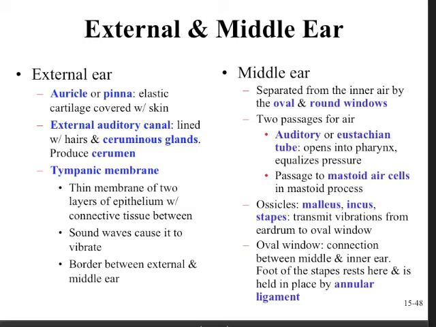The ossicles we've discussed, okay, we know what they're for. They transmit the sound from the tympanic membrane to the oval window. The oval window is again the connection between the middle and inner ear. The foot of the stapes rests here and is held in place by an annular ligament, very similar to the annulus that surrounds the intervertebral disc, except much smaller and a little bit more delicate.